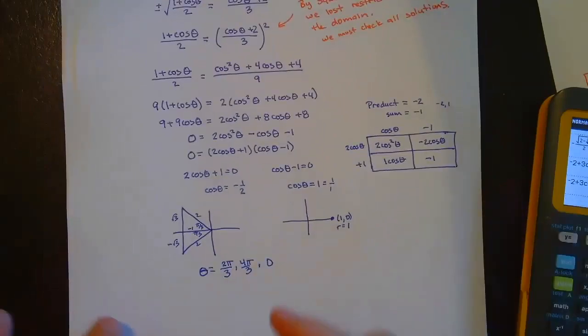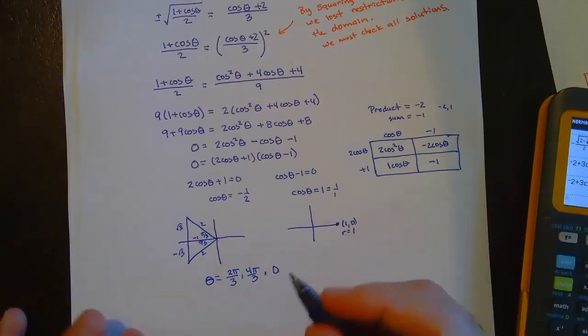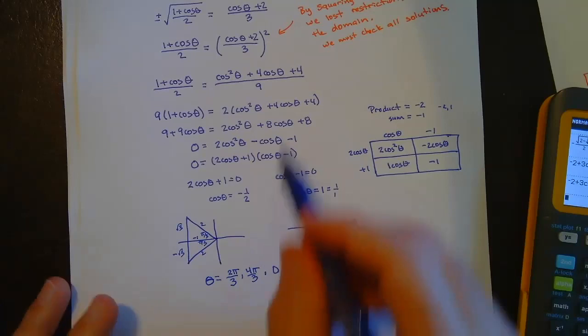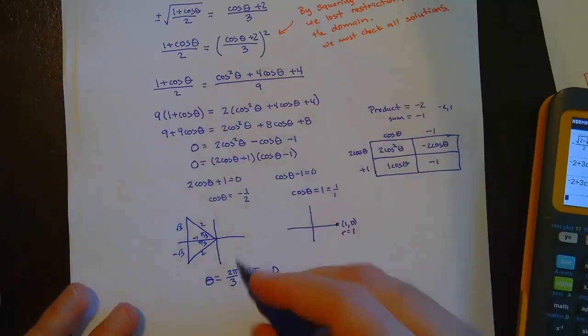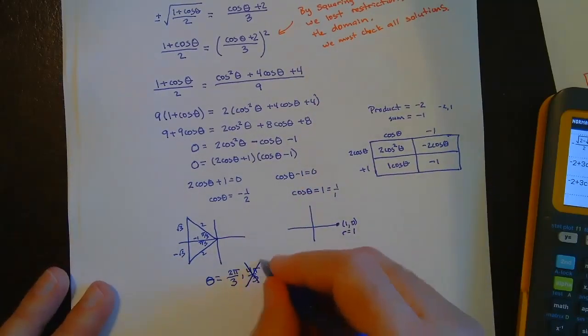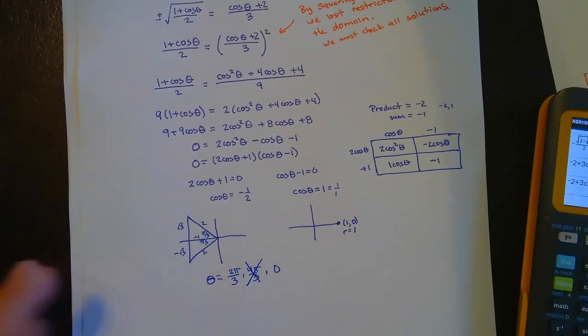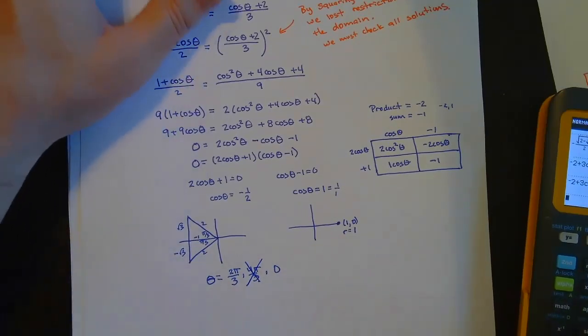Back up here, I checked this in my original equation. It does not give me what I'm asking for, right? And it's because we squared both sides here, okay? So right now, this is not an answer, so I'm crossing it out. So what else could be the answer?